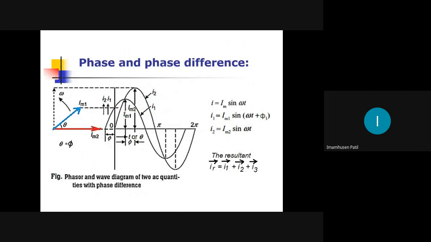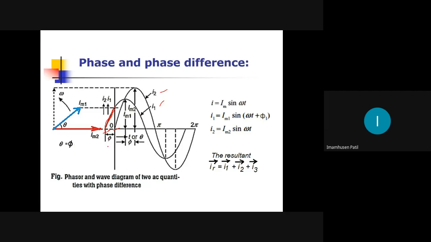Now let's talk about phase and phase differences. There are two quantities, I1 and I2, and they have a phase difference. One is starting at 0. You can see here this one, I2, has started here. But I1, this is I1, has started before I2. It has started to generate here. So I1 has started here.